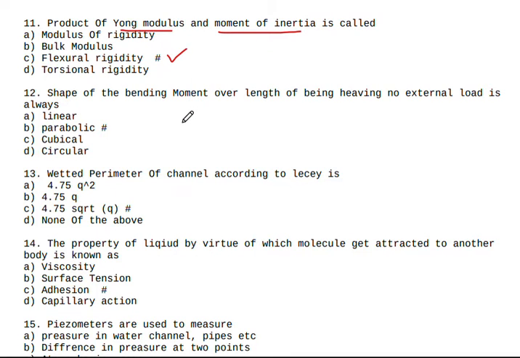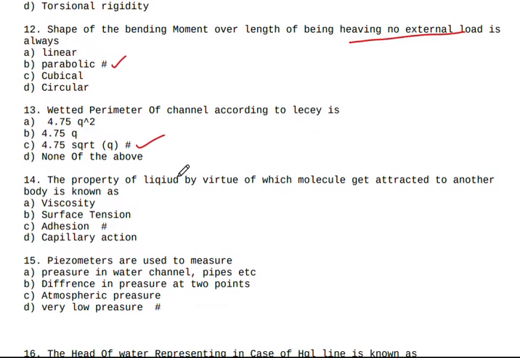Shape of bending moment over length of beam having no external load is always parabolic. Wetted perimeter of channel according to Lacey is 4.75 square root Q.